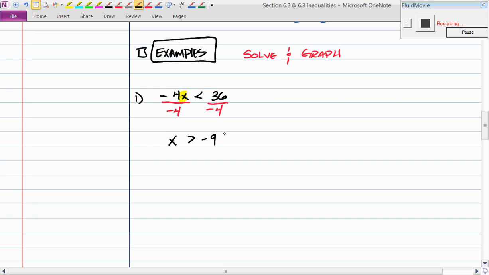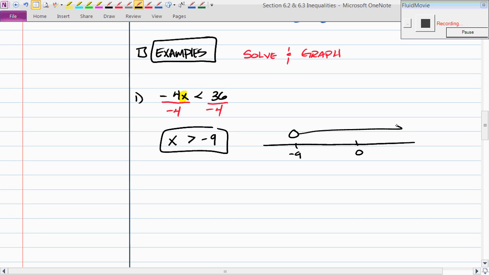Negative 9. Yes. Now, how do I graph that on the number line? Here's 0. Where does negative 9 go? Negative 9. Open dot or closed dot? Open. And which direction? To the right or left? To the right. You got it.